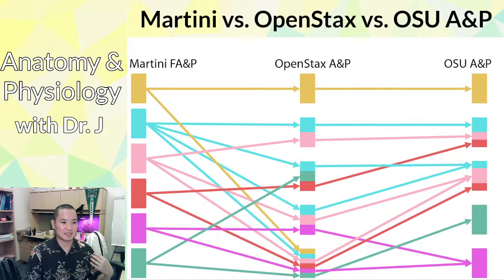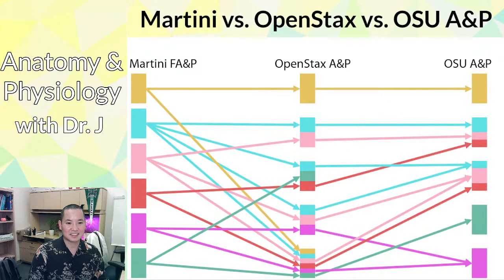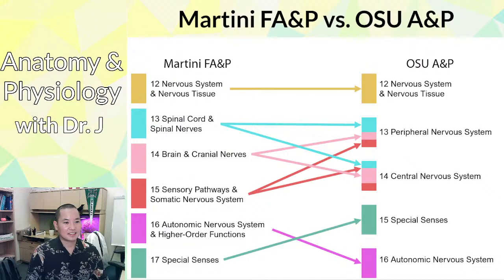I think that's why there's no real easy way to teach the nervous system. So bear with me, but I think the OSU makes more sense to me. OpenStax took the concepts from Martini's, sliced it up, and OSU tried to stitch it back in a more logical fashion. And this is how Martini looks compared to the OSU.